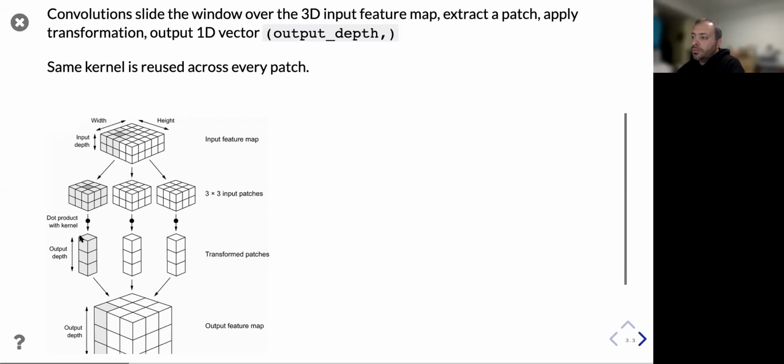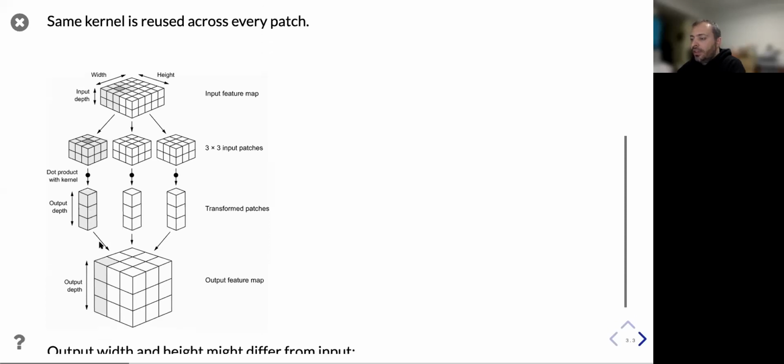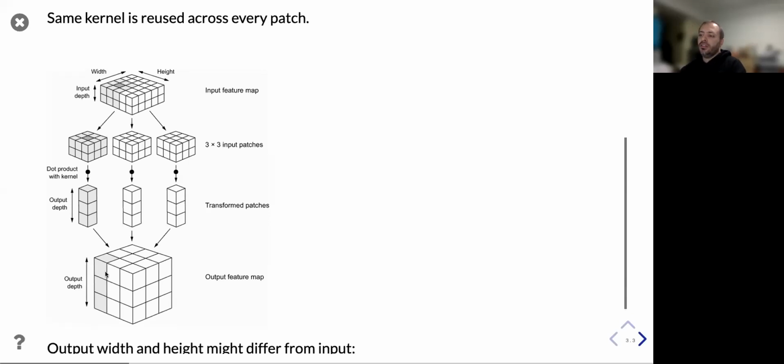And the output will be 1 by 1, and it will have as many channels as we have kernels. So each one of these patches will output 1 by 1. So for this patch, 1 by 1 by 3, because we have 3 output filters. For this patch, 1 by 1 by 3, and for this one, 1 by 1 by 3. And we have for each of these pixels this 1 by 1 by 3. And then we put it back together, and the output will be, in this case, 3 by 3 by 3.